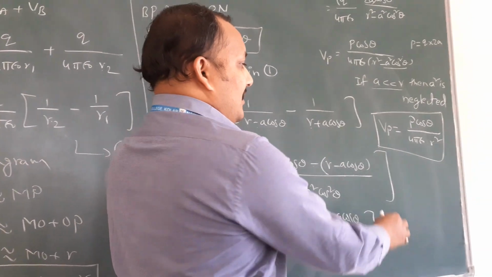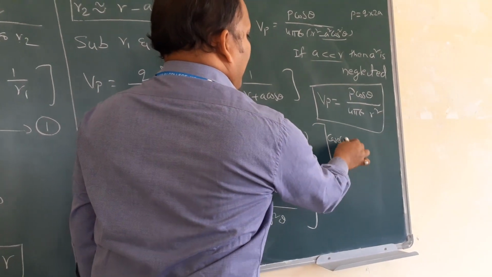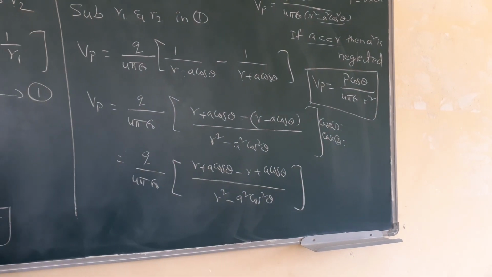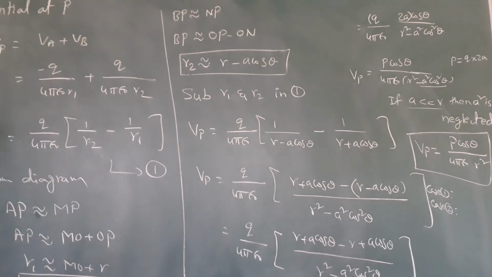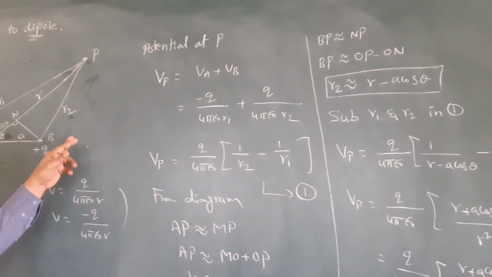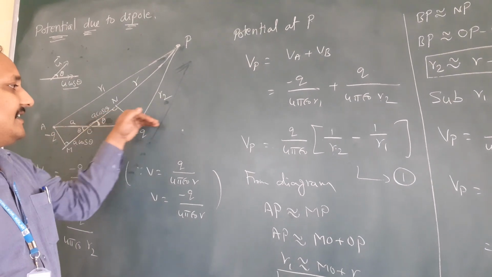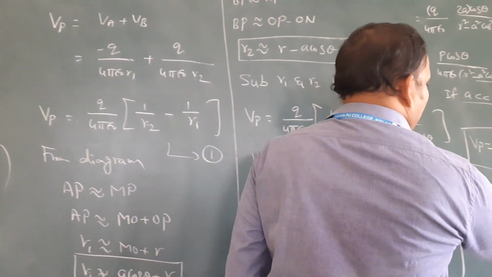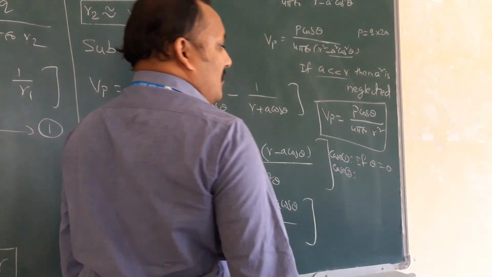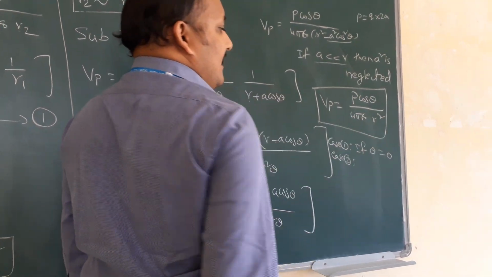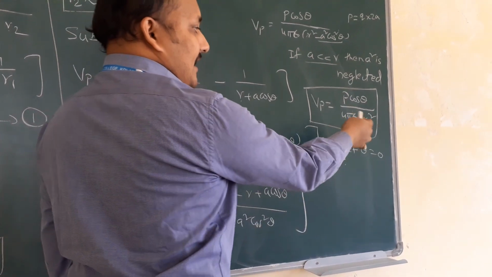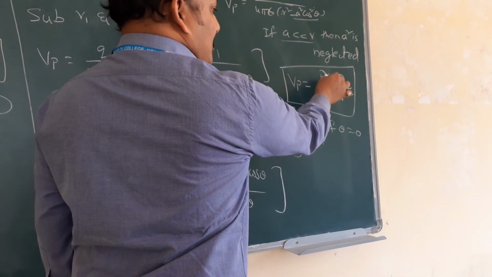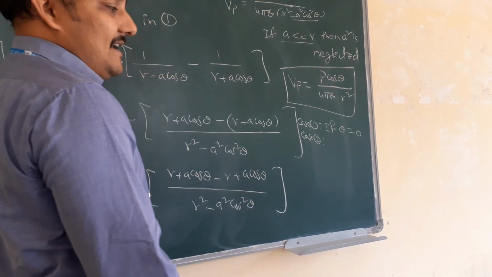In this equation we are going to find case 1 and case 2. What is case 1? If theta is 0, that is the axial line. On the axial line, what is the potential if theta is 0? I am not writing here. You can write V is equal to, what is the cos 0 value? Cos 0 value is 1. V is equal to P by 4 pi epsilon naught R square.